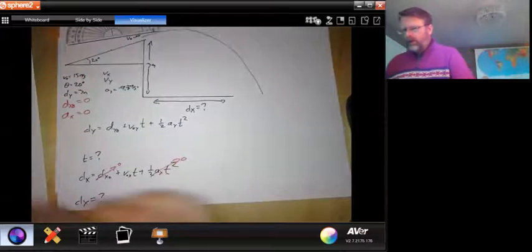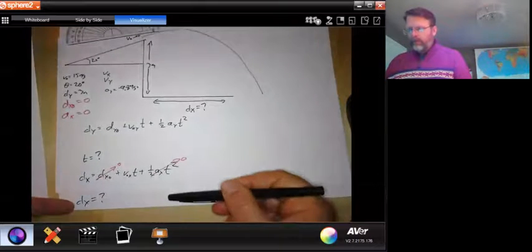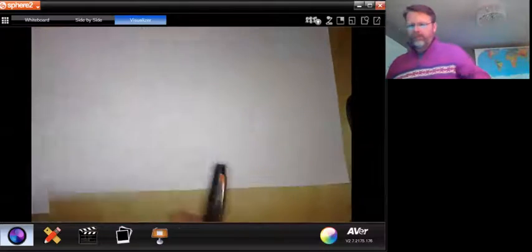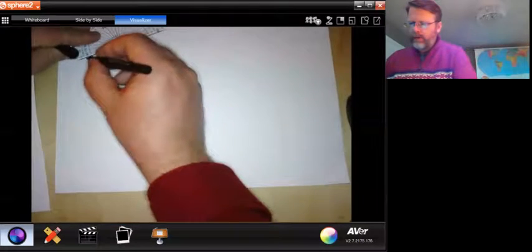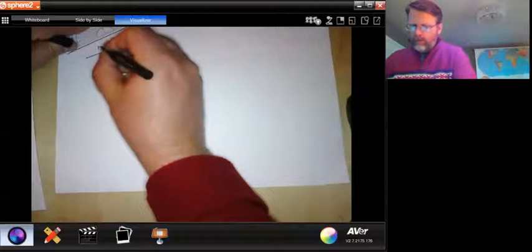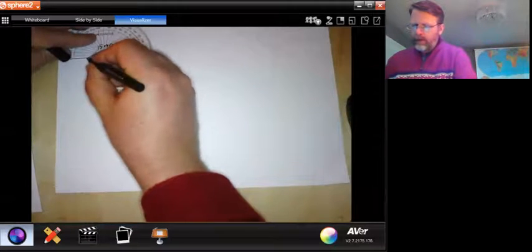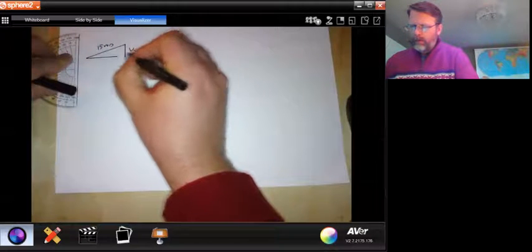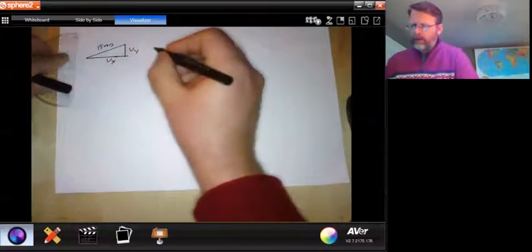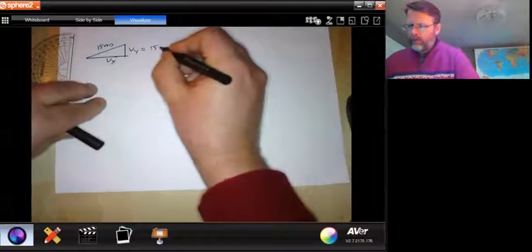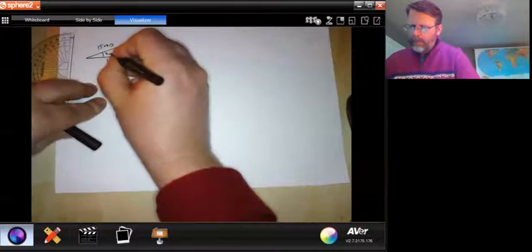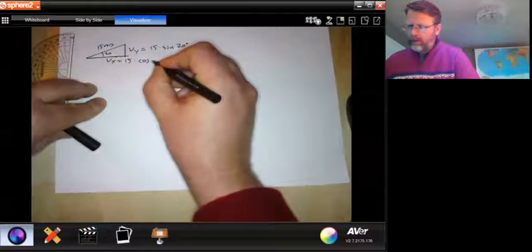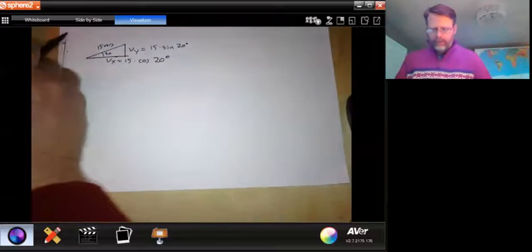Okay, so let's use this as our template, and start by finding these two points. Again, we had this triangle here, where this was 15 meters per second, and we're going to have v in the y and v in the x. So this is going to equal 15 times the sine of 20 degrees, and this is going to equal 15 times the cosine of 20 degrees.